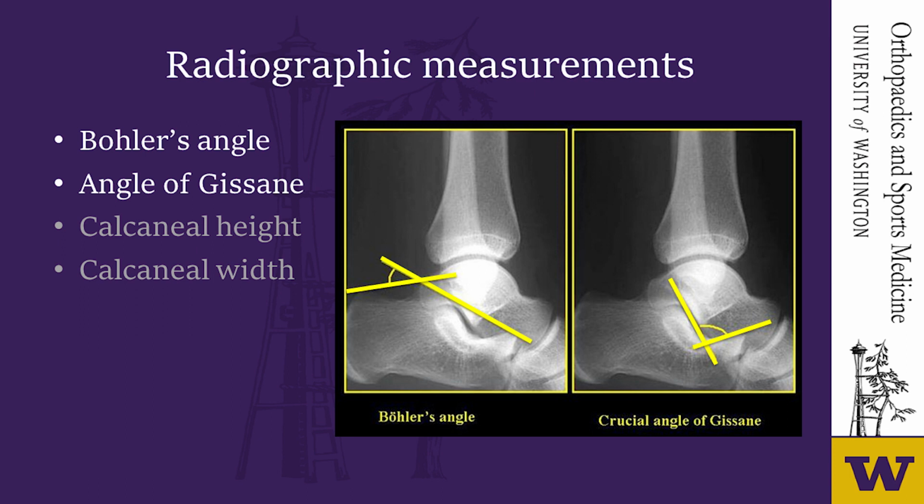collapses inferiorly. The Gissane or critical angle is measured at the intersection of a line along the posterior facet and a line from the anterior process of the calcaneus down to the inferior posterior facet. A normal angle is between 120 and 145 degrees, and this angle may be increased or decreased with intra-articular fractures.